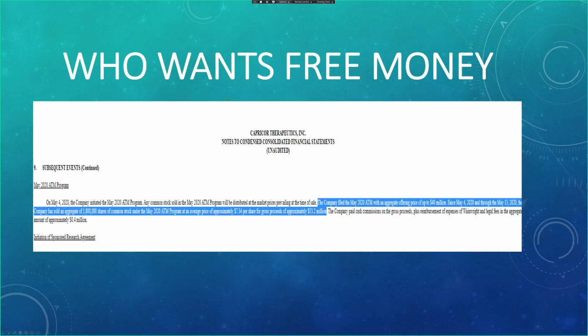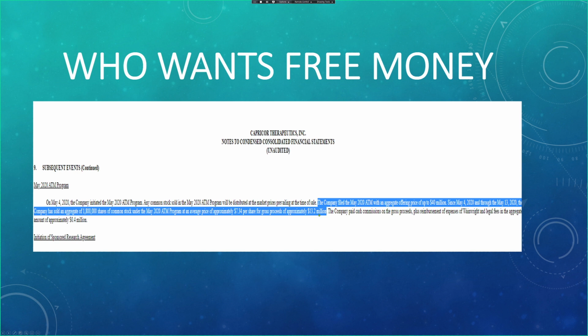Okay. So the company filed the May 2020 ATM with an aggregate offering price of 40 million. Since May 4th, 2020, and through May 13th, 2020, the company has sold an aggregate of 1.8 million shares of common stock under the 2020 ATM program at an average price of $7.34 for gross proceeds of 13.2 million.